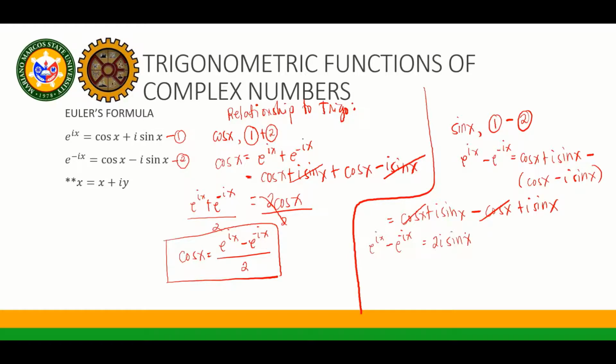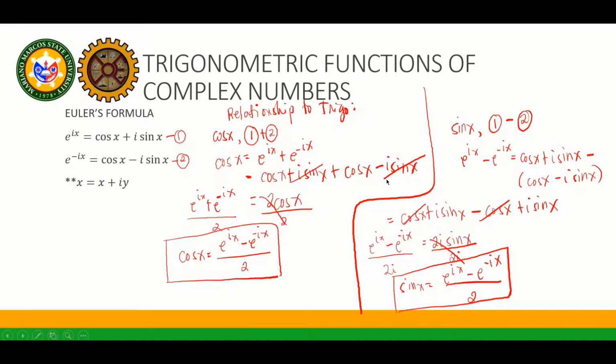Now, we are only looking for the value of sine x. So, divide both sides by 2i. Therefore, your sine x will be equal to e raised to ix minus e raised to negative ix all over 2i. So, this is the substitution that we will use for sine x. Okay? So, that is the relationship of the Euler's formula to trigonometry.